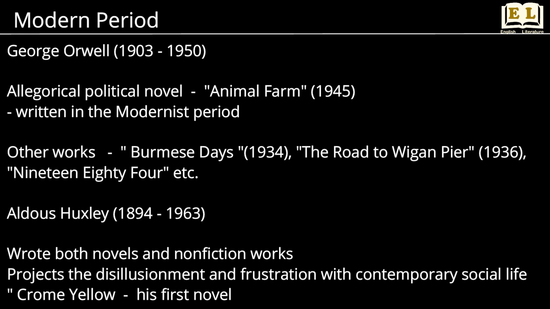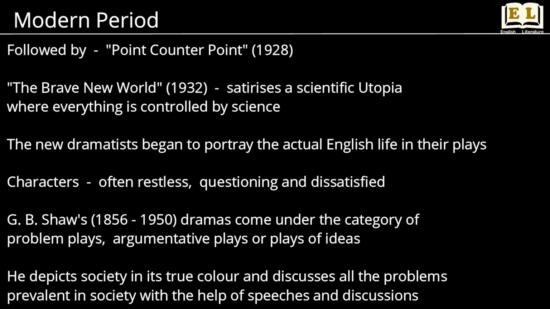Aldous Huxley wrote both novels and non-fiction works. He projects the disillusionment and frustration with contemporary social life. Chrome Yellow was his first novel. It was followed by Point Counter Point. Brave New World satirizes a scientific utopia where everything is controlled by science.